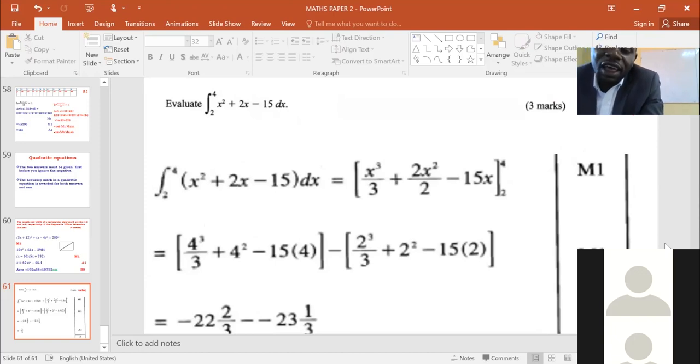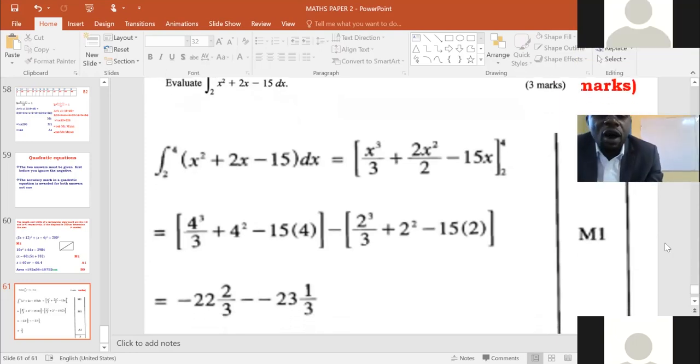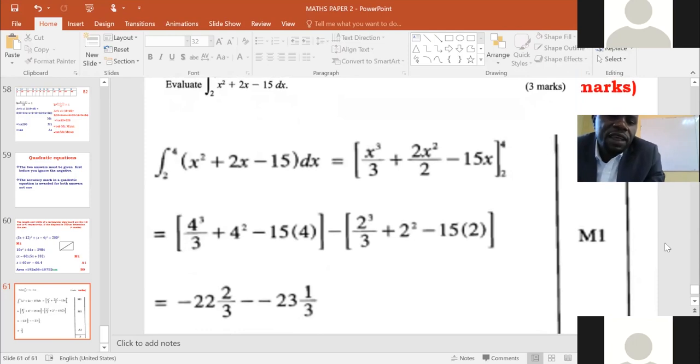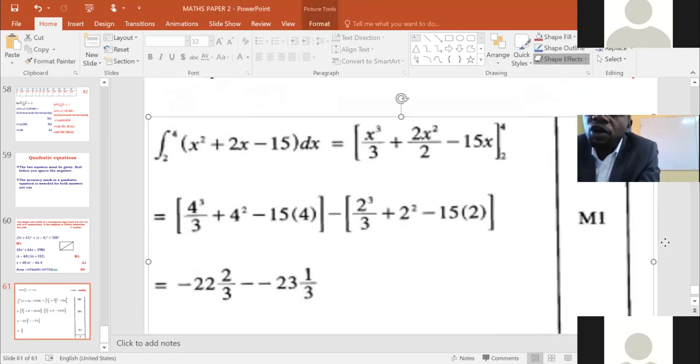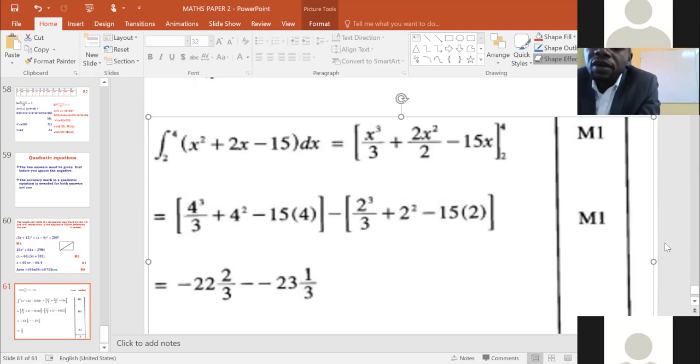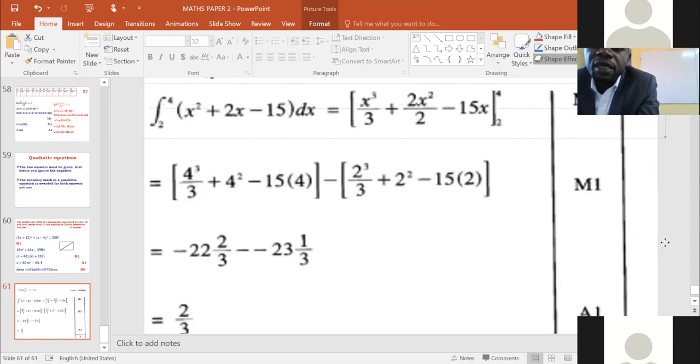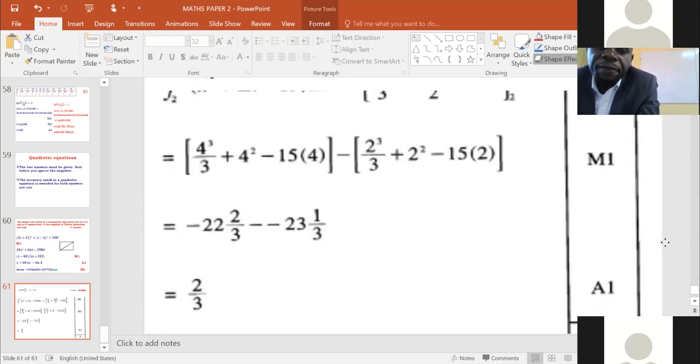Or we'll still wait. It will not be M0 anyway. We'll wait to see, do you know which limits you are using? So wait until you substitute them into the second line. Once we have seen 4 cubed over 3 plus 4 squared minus 15 times 4, then the other one, at that particular point we are convinced that we are using the correct limits. So we'll have M1 in the second line. If the 4 and 2 were ignored up there, on the extreme right of the bracket, the M1 will be postponed until we see that you are substituting the correct limits. And then you subtract and find the answer.